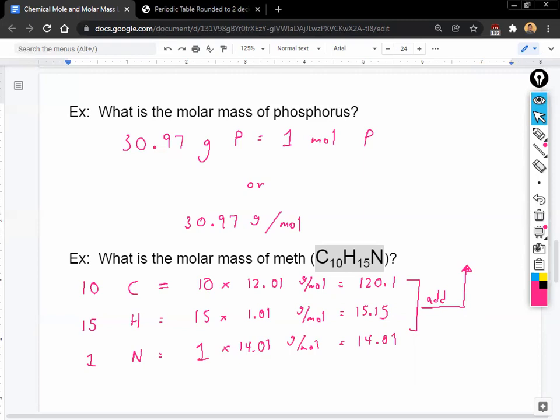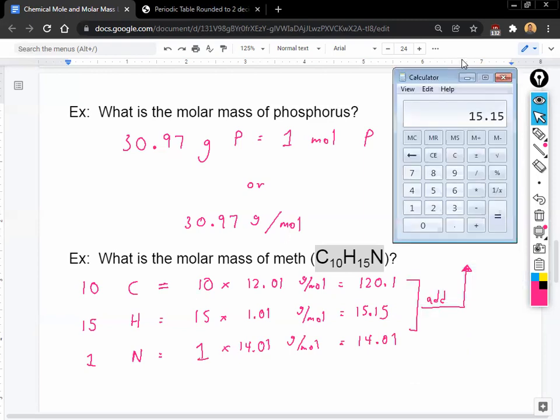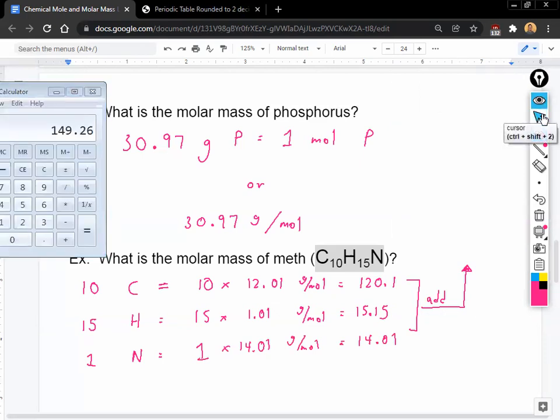All righty, guys, let's find the molar mass of meth. So we have 120.1 for the carbons, 15.15 for the hydrogens, and 14.01 for nitrogen, for a grand total of 149.26. But again, you have to write the units of measurement. So we have to write 149.26 grams per mole. And that is how much 1 mole of meth weighs. And if you guys know anything about drug exchanges, 150 grams of meth is a lot of money. It is very, very expensive.